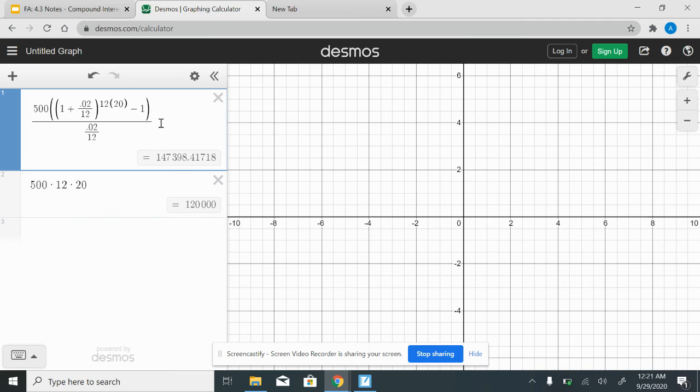So if I want to find interest earned, I can come right up to the end of this lovely fraction and I can subtract $120,000. That tells me that the interest paid is going to be, for this loan, sorry, for this interest earning account, the bank over 20 years has paid me $27,398.42.